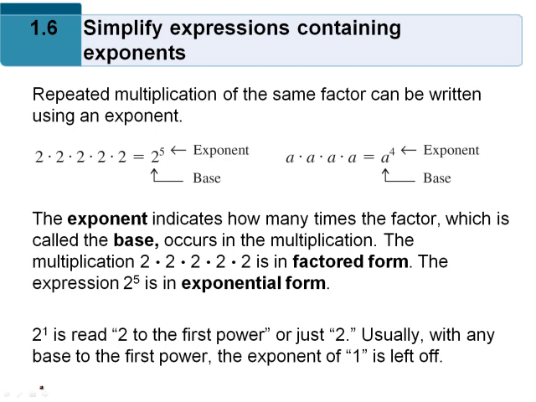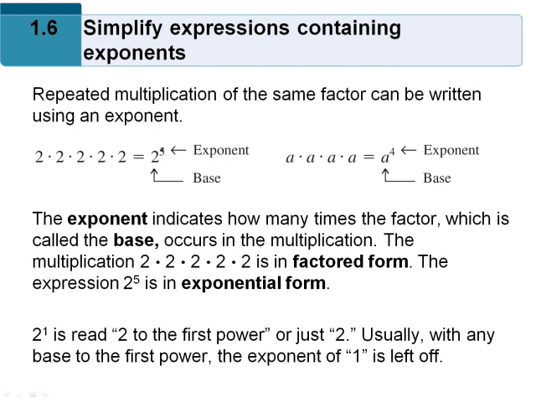Anytime that you have repeated multiplication of the same factor, you can write it in a different format using an exponent. So if you have 2 times 2 times 2 times 2 times 2, that's going to give you 2 to the 5th. Now the big number at the bottom is called the base, and the little number at the top is called the exponent. The 5 right there is the exponent, 2 to the 5th.